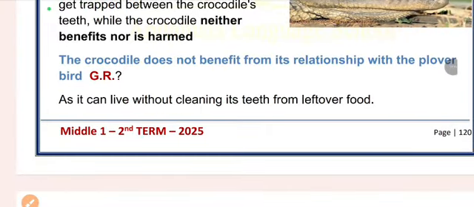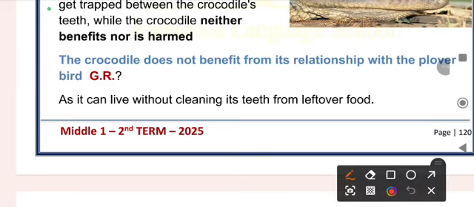Give reason. Crocodile doesn't benefit from its relationship with the bird. Because it can live without cleaning its teeth from the leftover food. Okay? So we have 4 relationships. Predation, mutualism, commensalism, competition. Predation, 1 benefits, 1 harmed. Competition, 2 harmed. Mutualism, 2 benefit. Commensalism, 1 benefits, the other is neither benefited nor harmed. Okay?